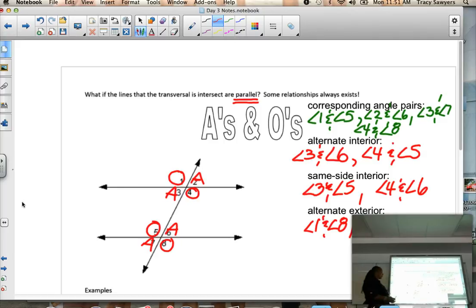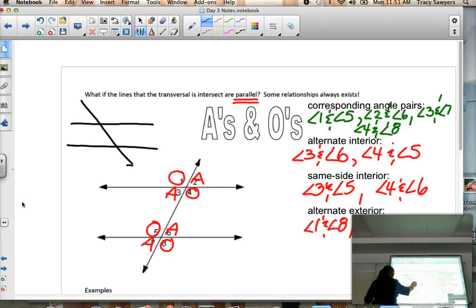Now, the only thing that will change the pattern is if we give you a parallel line and the transversal is going this way. Let's talk about it. What kind of angle is this, an obtuse or an acute? Obtuse.